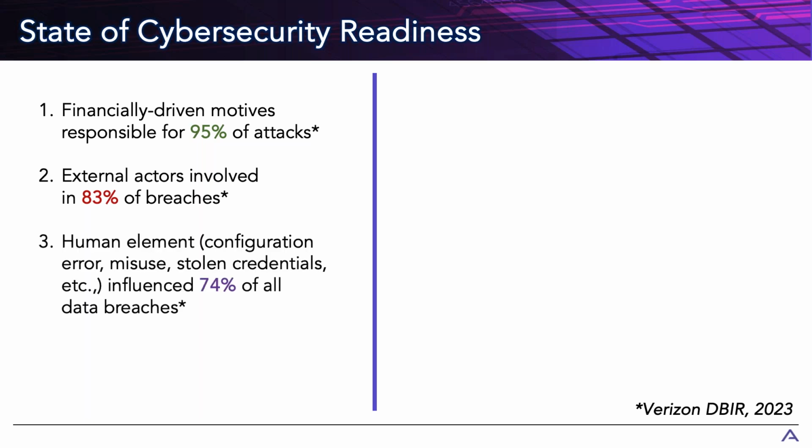Despite the abundance of security controls deployed, the human element, the misconfiguration, stolen credentials, change control mishaps, and so on, is a key factor in 74% of all data breaches. Ransomware continues to be a concern, still accounting for 24% of all breach-related activities.